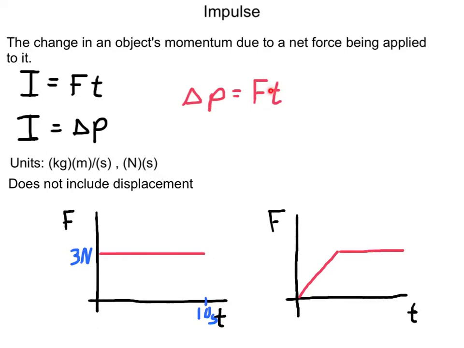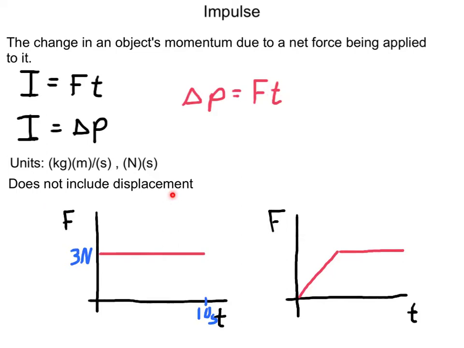Now, the work energy theorem included displacement, but not time. So similar to your kinematic equations, where of the four kinematics equations each one left something out, so do impulse and the work energy theorem. You can pick the one that fits the problem best, which makes it a lot easier to solve. Doesn't include displacement, that's the critical factor.